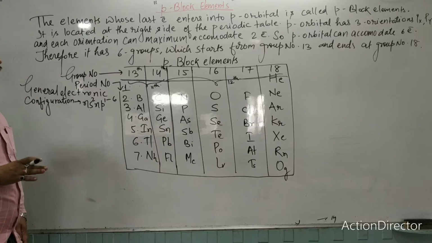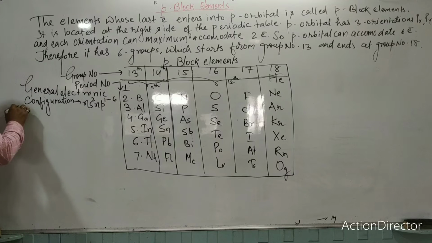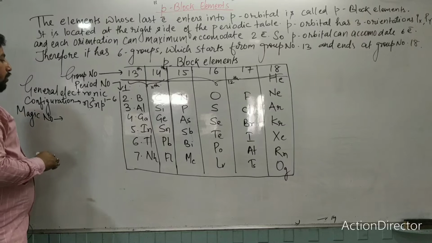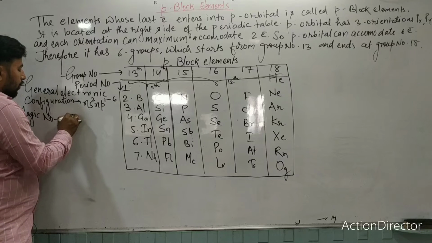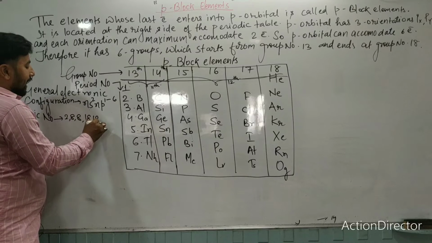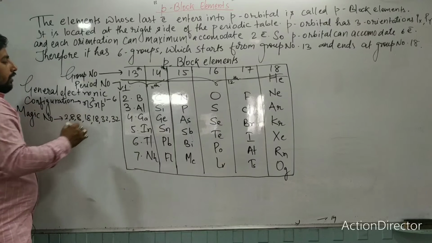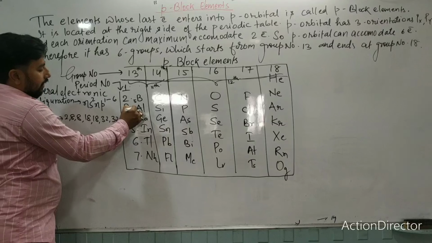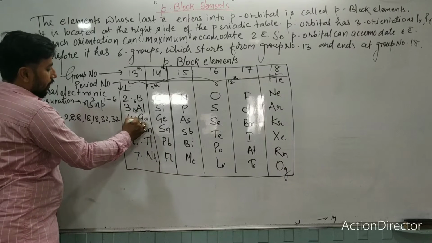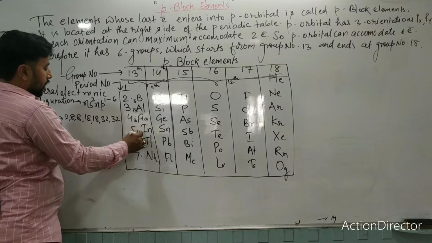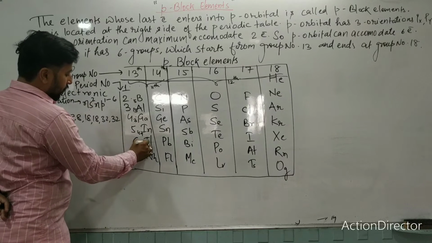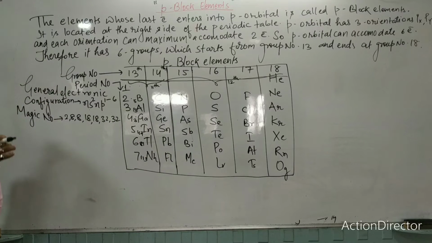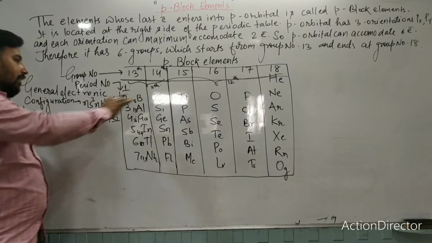If you want to write the atomic numbers, then let me tell you a magic number for p block elements: 2, 8, 8, 18, 18, 32, 32. The atomic number of boron is 5. So in the first period you have to leave 2. 5 plus 8, 13. 13 plus 18, 31. 31 plus 18, 49. 49 plus 32, 81. 81 plus 32, 113. If you know only the atomic number of the group 13 element, you can write it for all the elements.